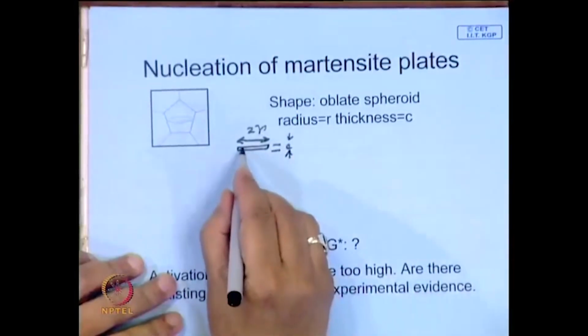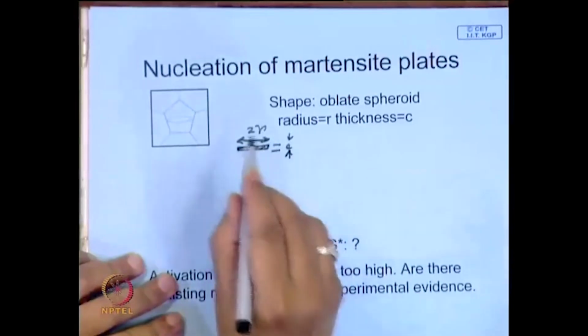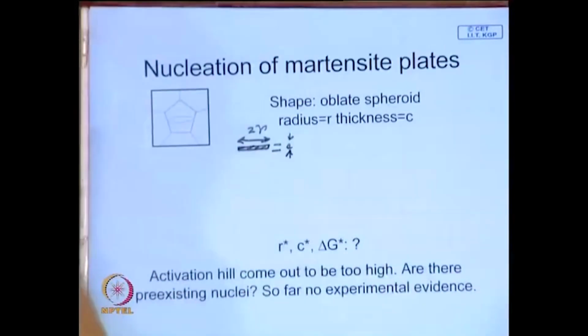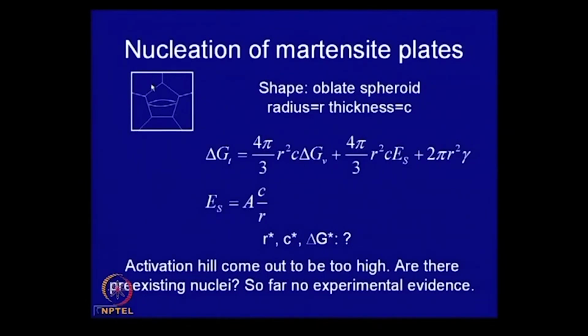So then it is possible to calculate its volume and its surface area with these assumptions, which is shown over here. Suppose in this particular structure, this is an austenite grain. If a plate of martensite forms like this, with the shape being an oblate spheroid, it is possible to calculate its volume, which is shown over here, multiplied by the driving force free energy, which is a function of undercooling.